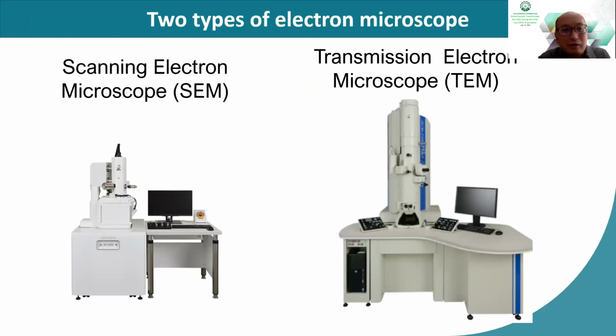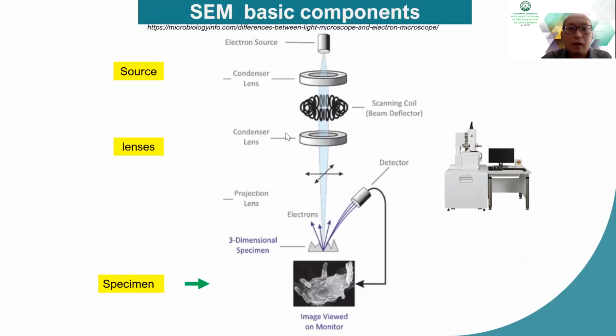So as I mentioned before, these interactions depend on the types of microscope. Surface interactions use the scanning electron microscope, and the transmission electron microscope uses the transmission interaction. First, we'll discuss the scanning electron microscope. Its basic components are just similar to an optical microscope, where you have the source, the lens, and the specimen. This source passes through a series of condenser lenses and a projector lens onto an object.